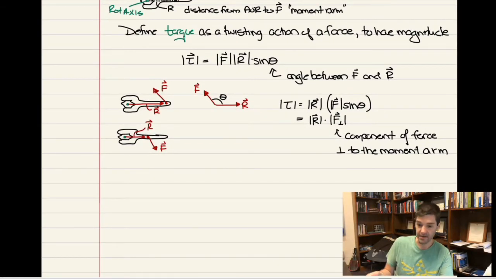Which is why door handles are on the opposite side of the door, because when you're pushing the door open, you want to maximize the torque that you're applying to the door, else you have to end up really shoving on the door in order to get it to budge. You want that long moment arm to help you out in that case.